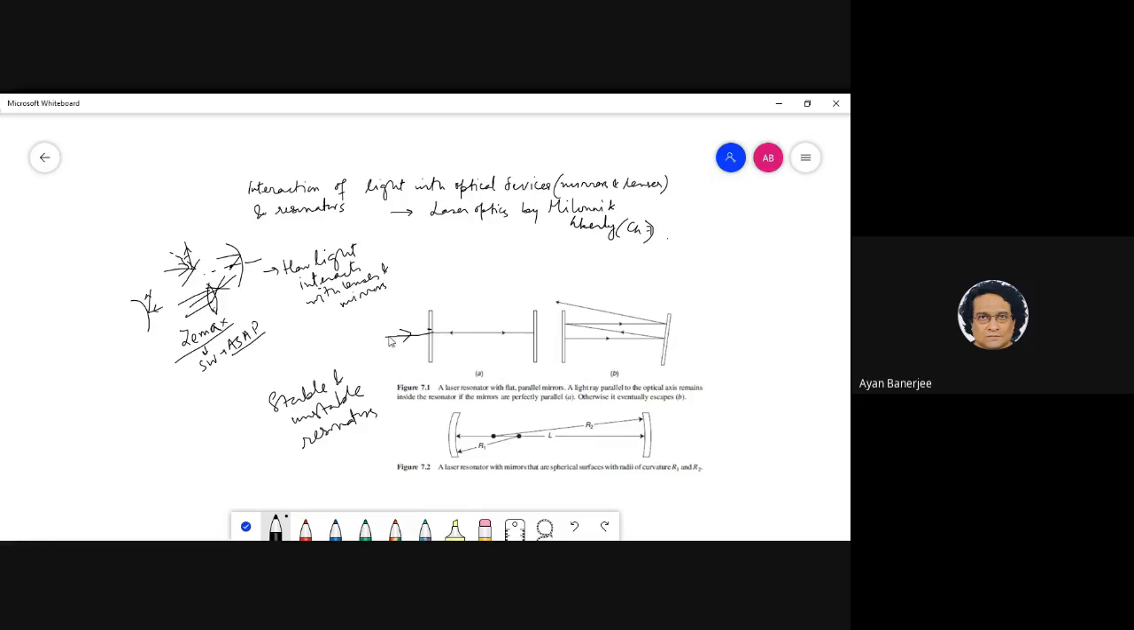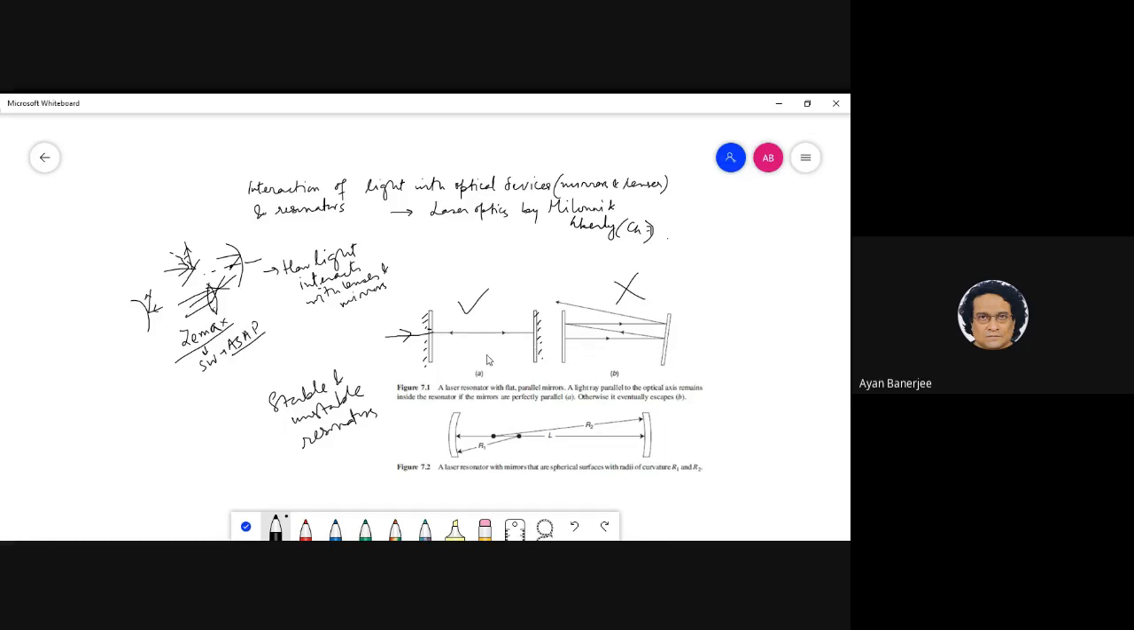So if you have an input beam like this, these are two mirrors, of course. The basic aim has to be to keep these rays going back and forth. If this doesn't happen, if you have this ray going out, then this is no longer a resonator. This is an unstable resonator. This is also a very stable resonator.